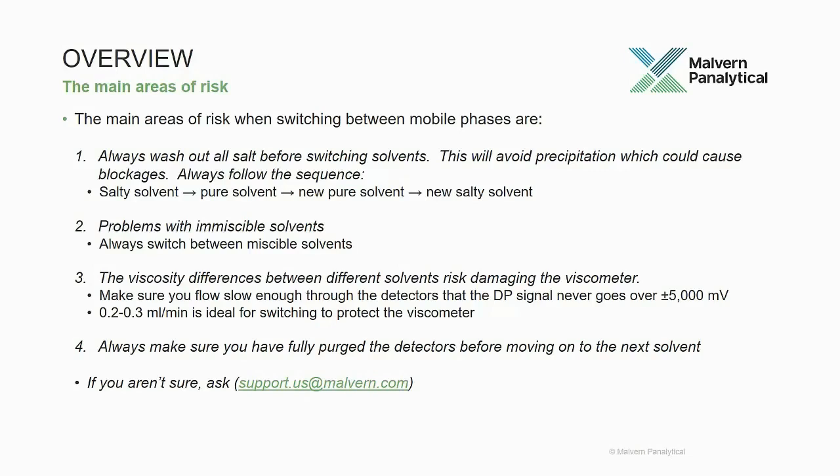So the main things to consider when switching between mobile phases is firstly that you always want to switch between pure solvents. So always wash out all the salt in your system before switching solvents. This avoids the risk of any salt precipitation, which could cause blockages. So if you're running a mobile phase with salt in it, some aqueous buffer for instance, you want to wash all the salt out and move to pure water before switching to the next solvent.